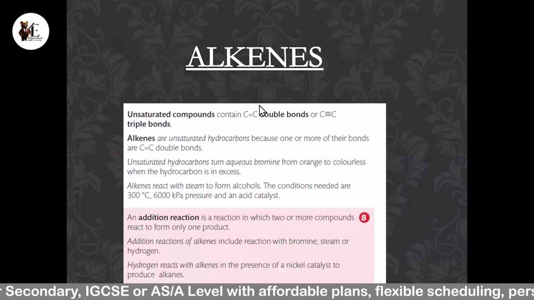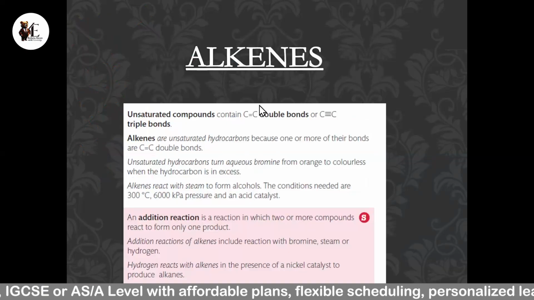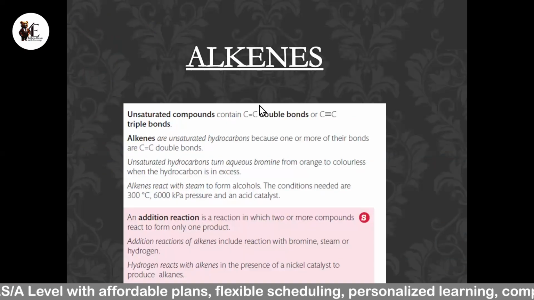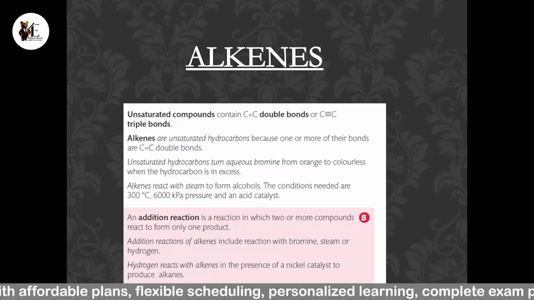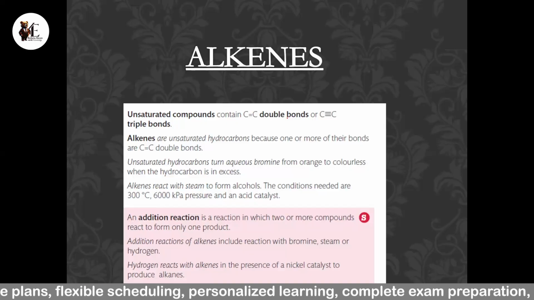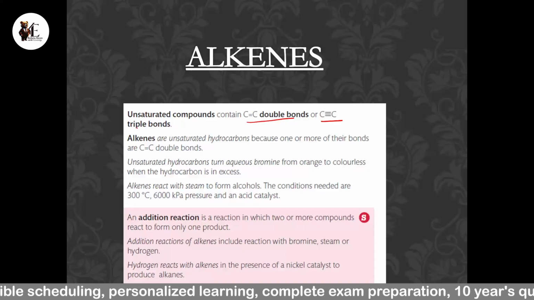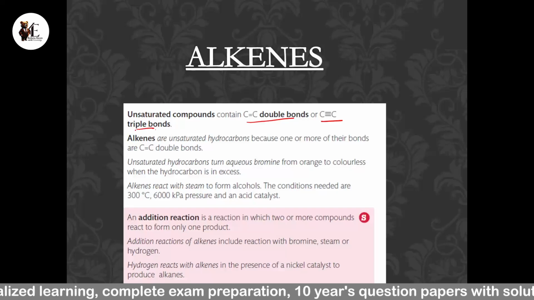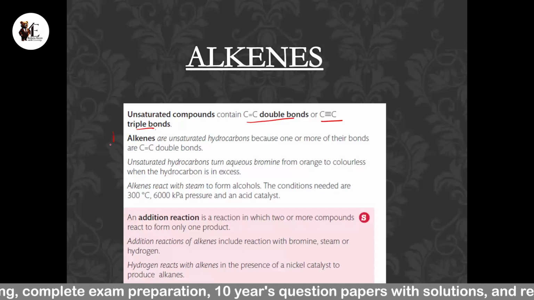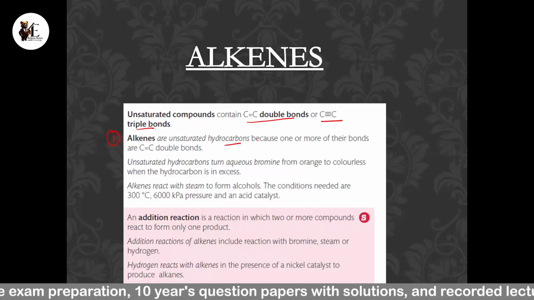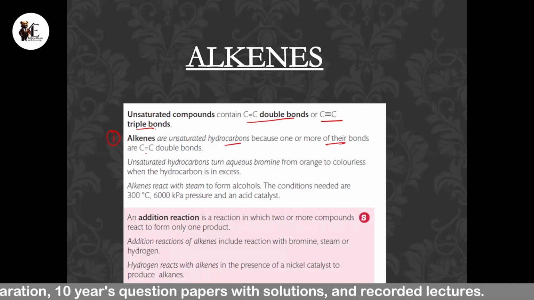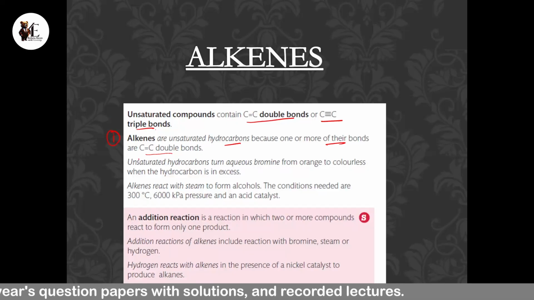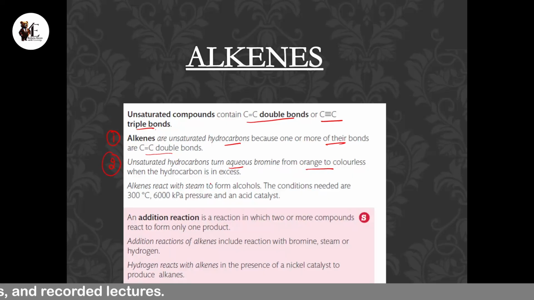Next is your alkenes. Alkenes are what? Unsaturated hydrocarbons. They contain carbon-carbon double bond or carbon triple bond carbon. Saturated means you have only single bonds of carbon. So they are unsaturated hydrocarbons because one or more of their bonds are carbon-carbon double bonds. Their distinguishing test is that they turn aqueous bromine from orange to colorless.